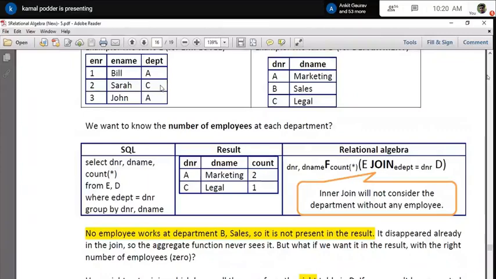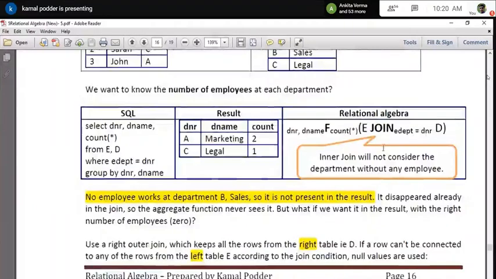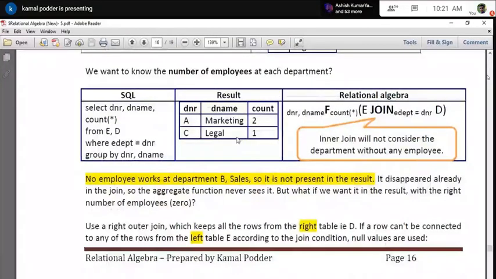But if you write a plain inner join like this, that I have joined this team on the basis of the department and try to find out the count star, that means the total count, and then group it on the department number, then I will get A and C. B has vanished.